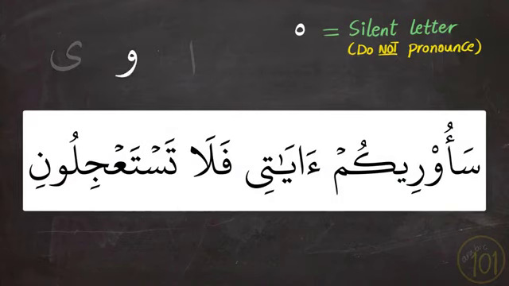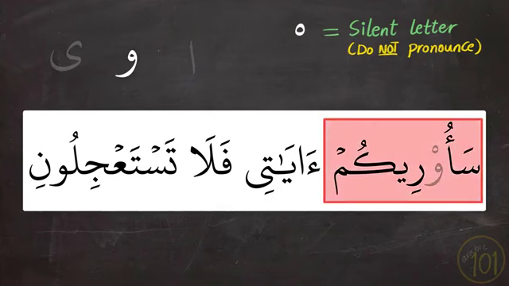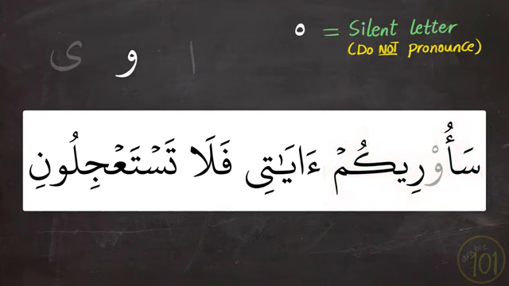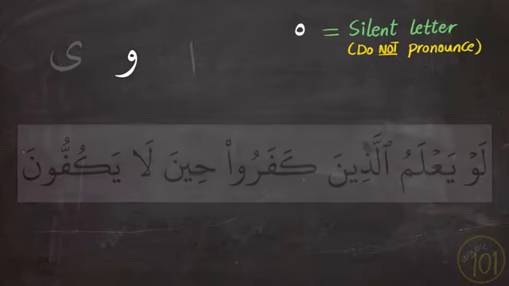سأريكم آياتي فلا تستعجلون. Here we have the waw silent because the symbol is on top of it. So this means that we will not pronounce the waw at all. And it also means that you will not say سأريكم but سأريكم with just the short vowel, the dhamma on top of the hamza. One last example.